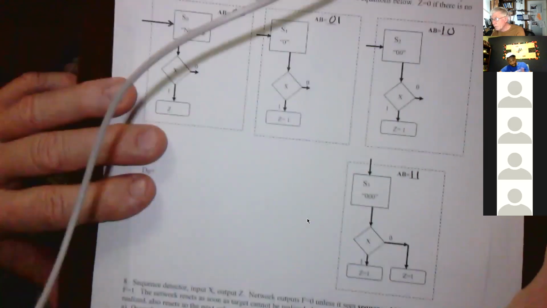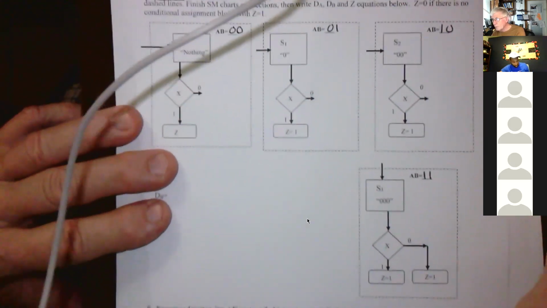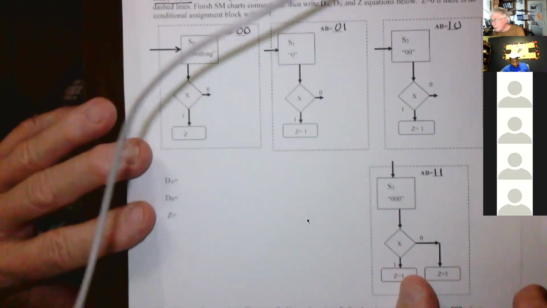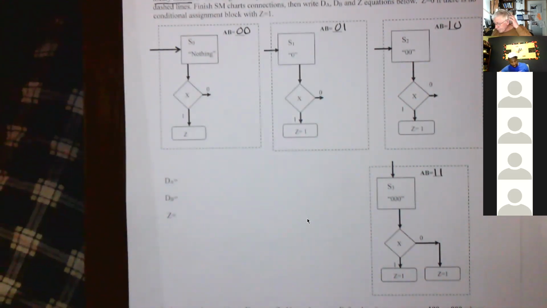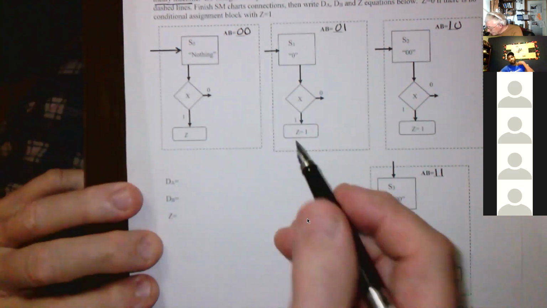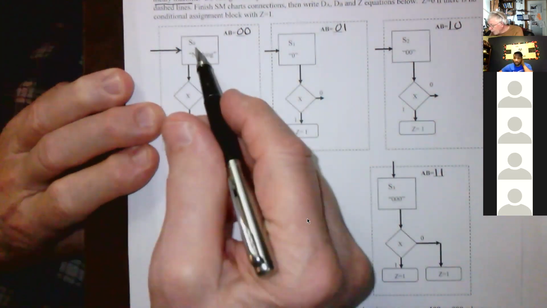Okay, let's see now. This is Mealy. All right. Okay, everybody ready? All right, so everybody can see that okay? All right, good. Yes, sir. Okay, so we're in S0.